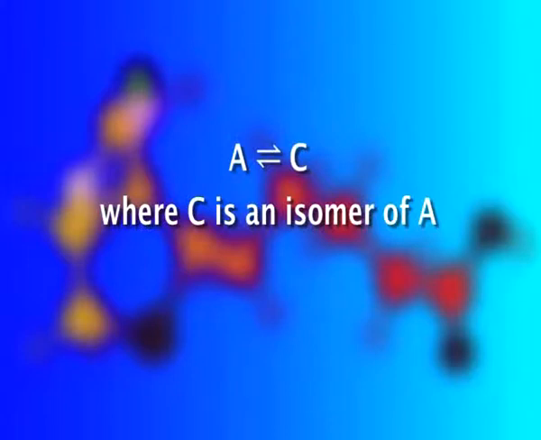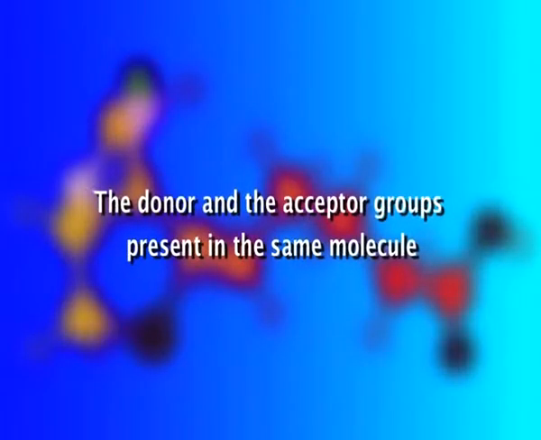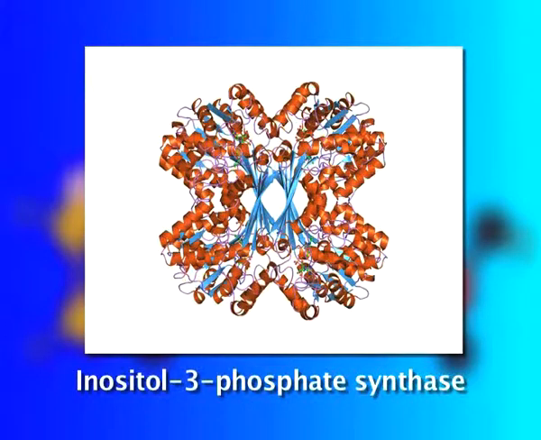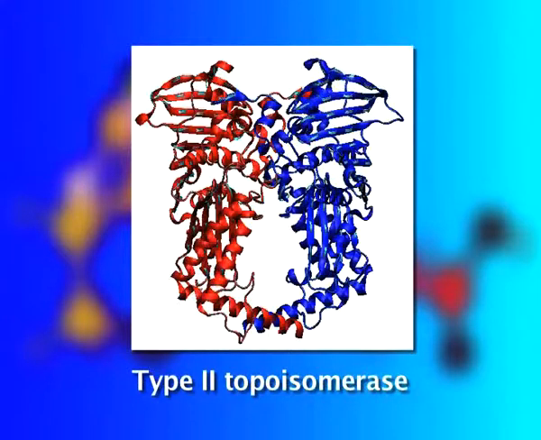Isomerases. Isomerase catalyzes the interconversion or structural rearrangement of optical, positional, or geometric isomers. These enzymes catalyze structural or geometric changes within one molecule. In certain cases, the intermolecular oxidoreduction reaction is involved. They are classified as isomerases and not oxidoreductases because the donor and the acceptor groups are present in the same molecule. They may also contain firmly bound NAD or NADP. Some of the common examples of isomerases are inositol 3-phosphate synthase, phosphoglycomutase, and type 2 topoisomerase.